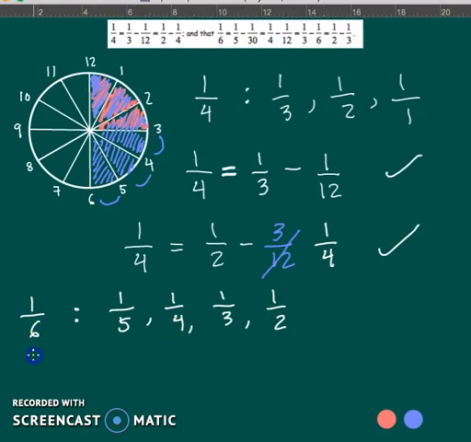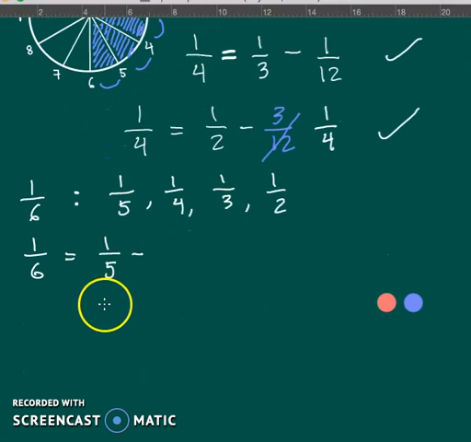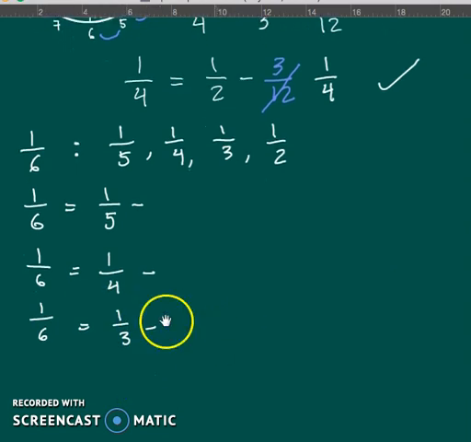Okay, so let's try it out here. What are our examples above? 1/6 equals 1/5 minus something, and then we're also going to try 1/6 equals 1/4 minus something. 1/6 equals 1/3 minus something, and we'll also try 1/6 equals 1/2 minus something.